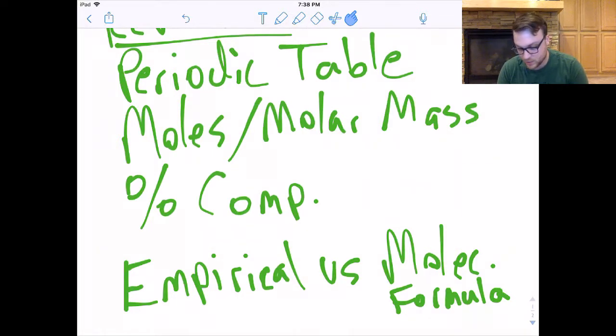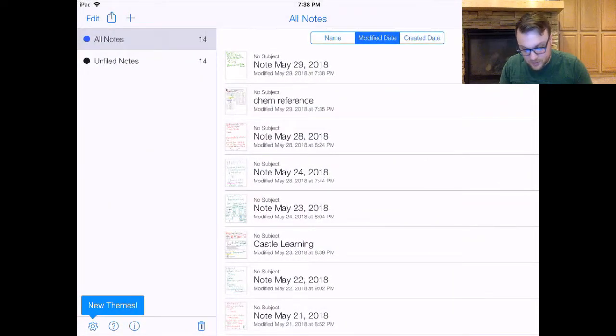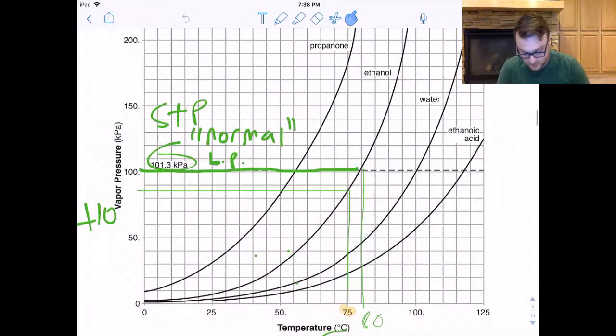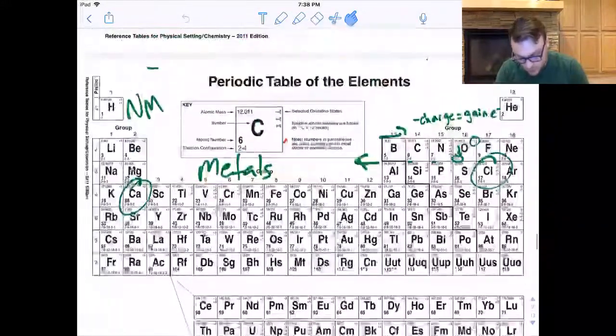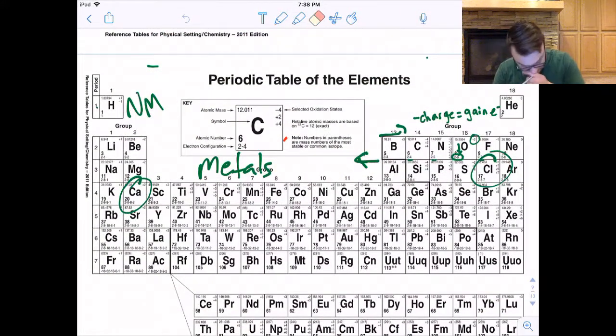I'm going to start with periodic table because I think that's pretty quick. So first, let's go to the periodic table and try to figure out what it shows us. What is on the periodic table? What is useful? How many pieces of information can you get from just looking at the periodic table?